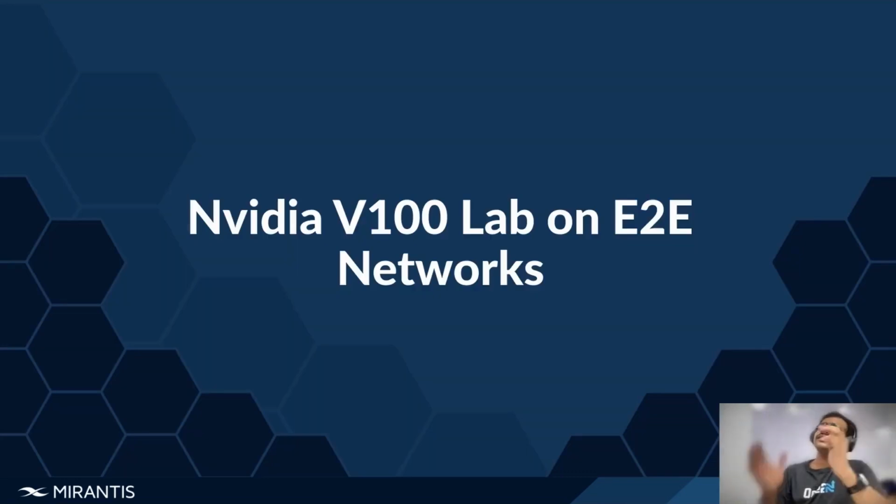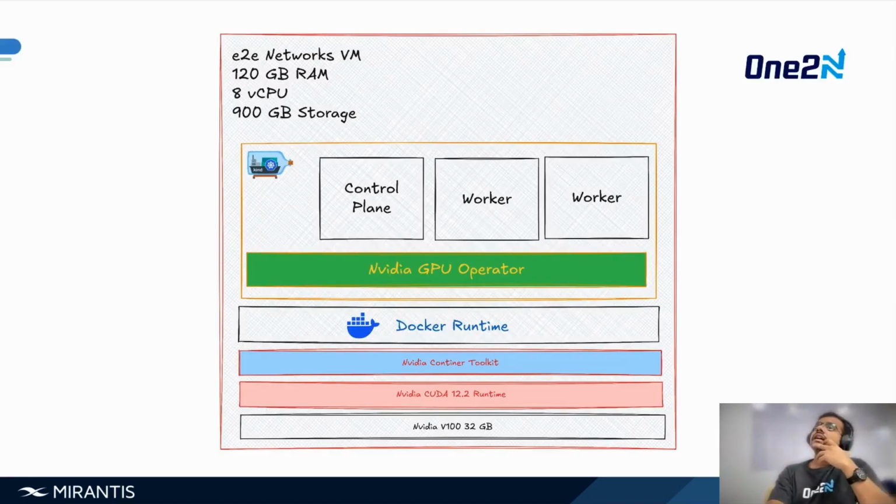And then we moved on to a single VM, which was on E2E Networks. And this is where we were running a kind cluster. It had 120 gigabytes of RAM, and then we had 32 gigabytes of GPU RAM, which was an NVIDIA V100. And this was also a great experience for us. We had nice network bandwidth and everything.